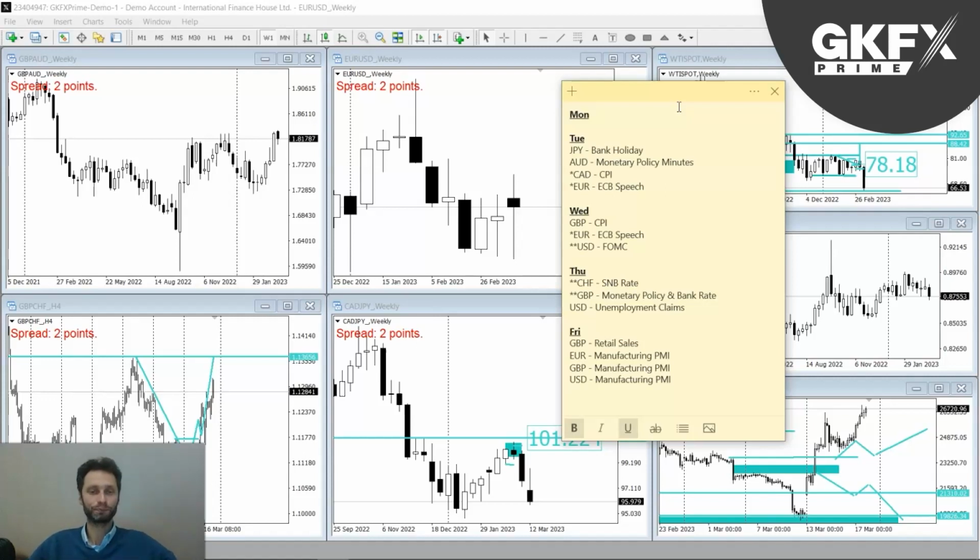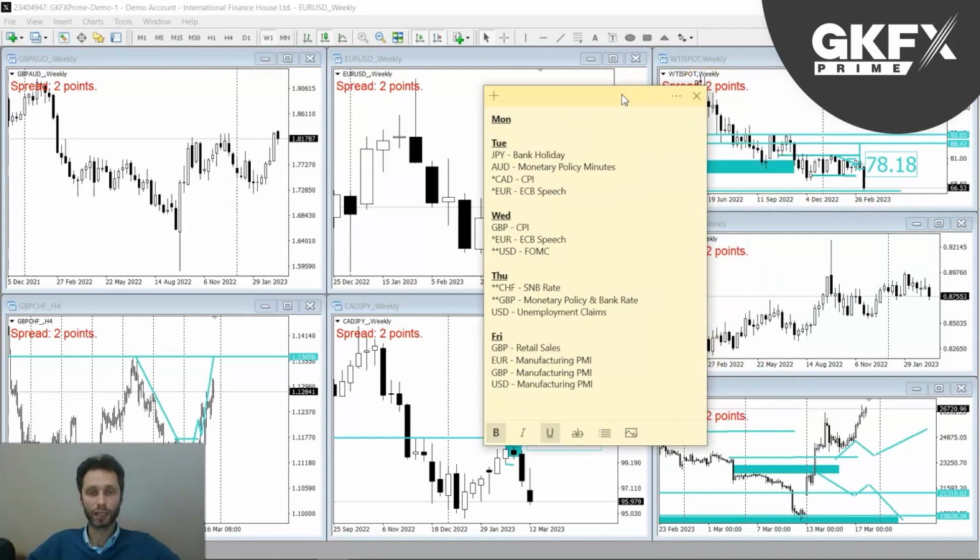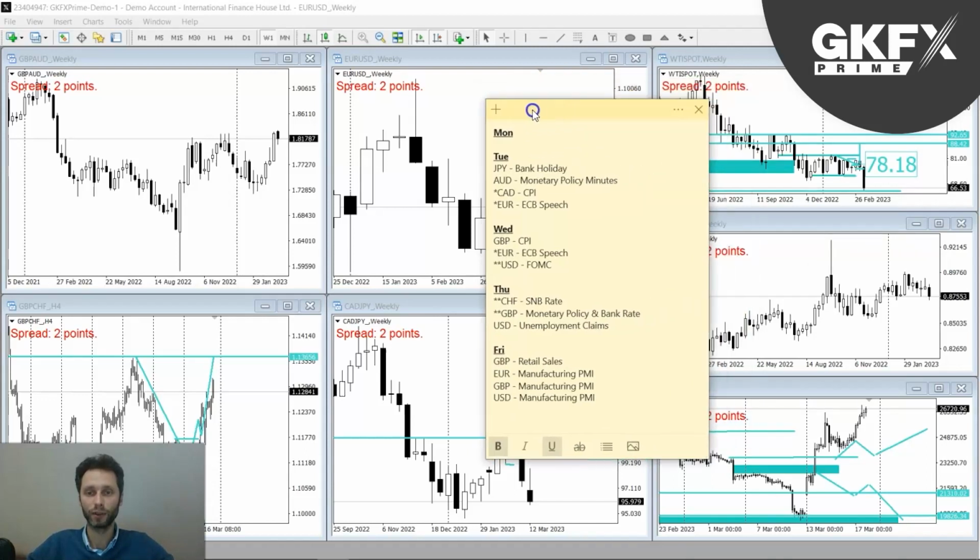All right, so as always, we look at the bigger picture and then come down into the lower time frame and find an entry. Let's have a look what we've got this week. Right, let's begin without further ado. Let's not waste any time.